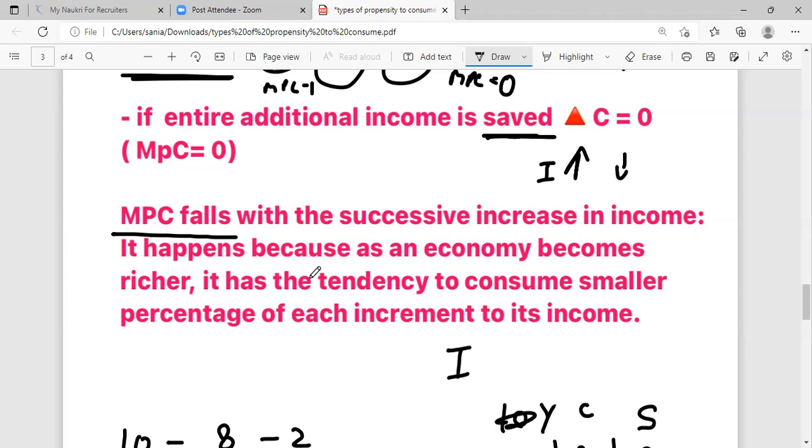Now, MPC with the successive increase in income, what happens? It falls. Wherever your income will be increasing, your MPC will be falling. Because you already know with the increase in income like this, right? So it happens because as the economy becomes richer, it has a tendency to consume smaller percentage of each increment to its income. Because see, for example, you have 100 rupees.